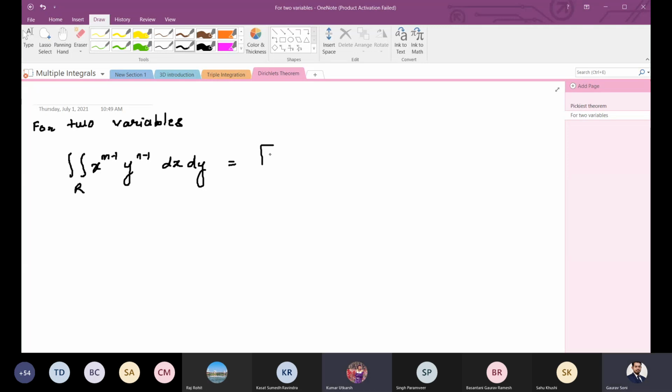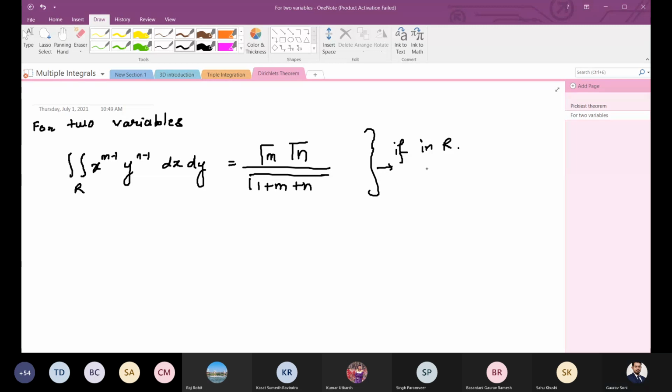Gamma of m, gamma of n upon 1 plus m plus n. But this will be possible only if in R two conditions hold: x and y, both of them are greater than or equal to 0, so x and y should not be less than 0, and x plus y has to be less than or equal to 1. So if these conditions are satisfied in R, then this integration will be this.